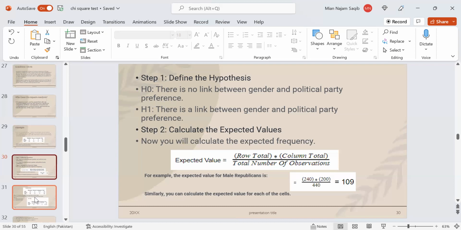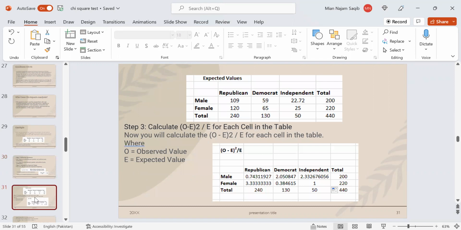Step 2, we calculate the expected values. Basically that's done by the row total times the column total over the total number of observations. The expected value for male Republicans is 240 times 200 over 440. So the answer is 109. And similarly, we calculate the expected value for each of the cells. You can see it is done over here.